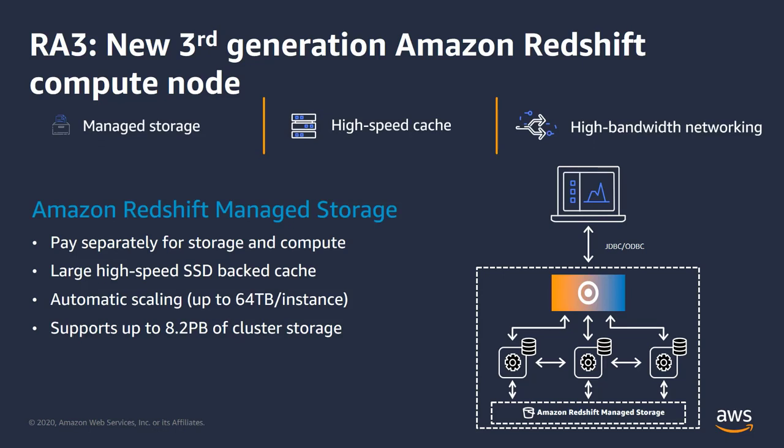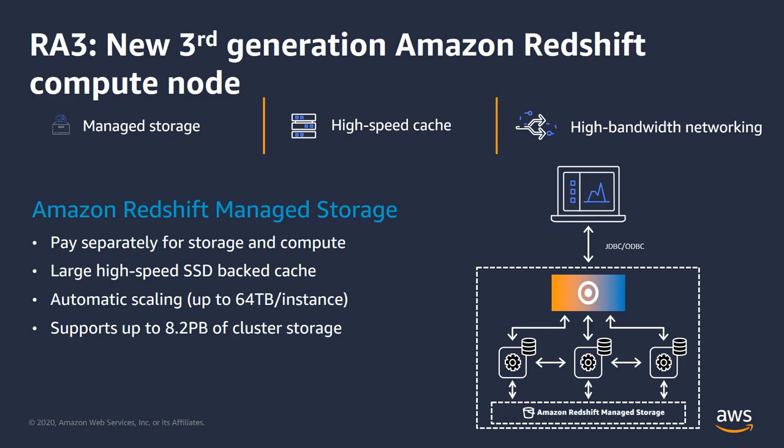RA3 nodes were announced during re:Invent 2019, and since the announcement, a number of customers have migrated their workloads to RA3. RA3 provides separation of compute and storage, which allows you to scale the compute nodes to meet your workload requirements, so you pay separately for your compute and the storage that you consume. With one RA3 compute node, you have a storage quota of 64 terabytes.